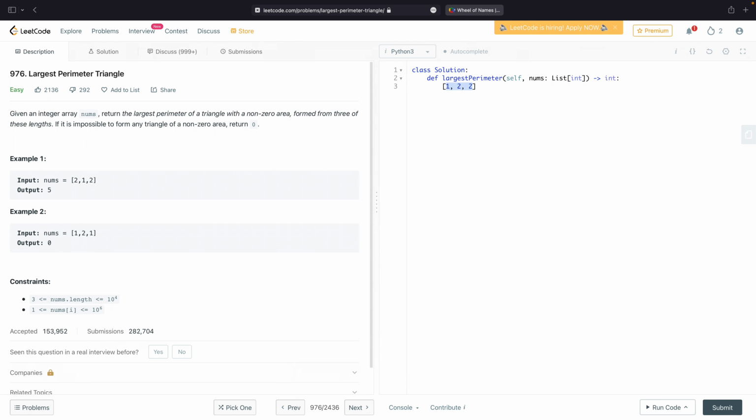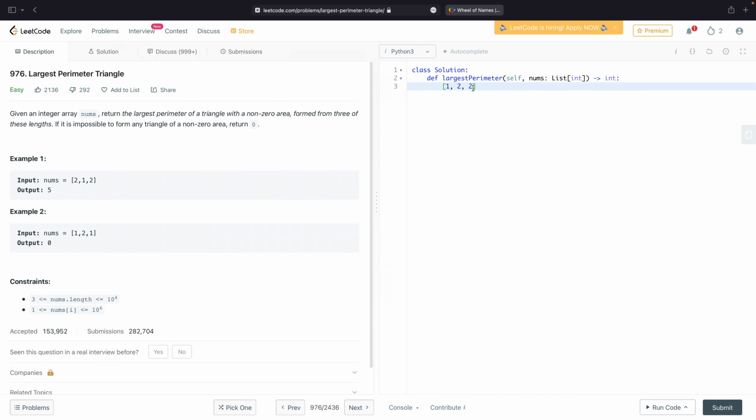2, 2, 1. Can we make a triangle with those? Yes. We can, because we pick the largest and we see the next 2 down are 2 and 1. They're fine. So the largest perimeter would be 5.